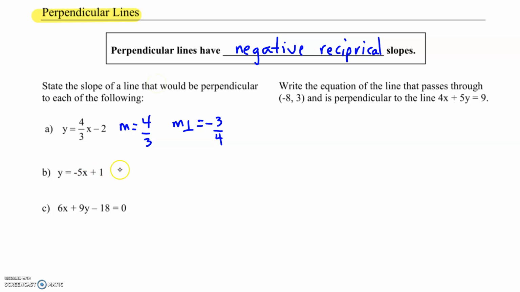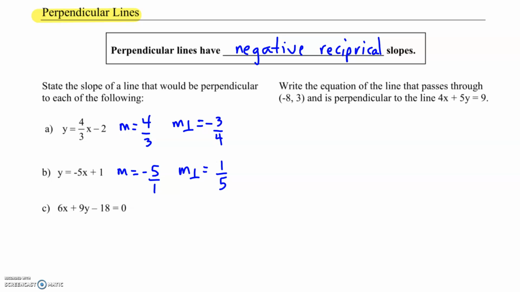All right, let's try it again. I have a slope of -5. So I want to determine what would the perpendicular slope be to -5. Well, to flip it, I need a denominator. And we know the denominator of 5 would be 1. So let's flip this. It's 1/5. My original slope is negative, so that means my perpendicular slope has to be positive. So 1/5 is my perpendicular slope.